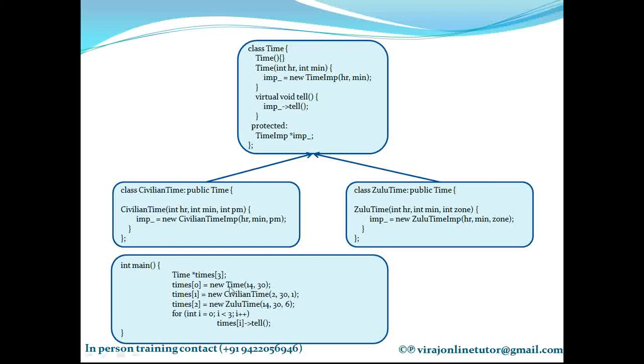So each interface class will call its respective implementation class. And in the main function, that's the client, what do I do? I create three time pointers, that is the interface pointers. I call new time and pass values to it. I call new civilian time, pass values to it. I call new Zulu time, pass values to it. And then for all of them, I just call the tell function. So new time will internally create new time IMP. New civilian time will internally create new civilian time IMP. And new Zulu time will internally create new Zulu time IMP.